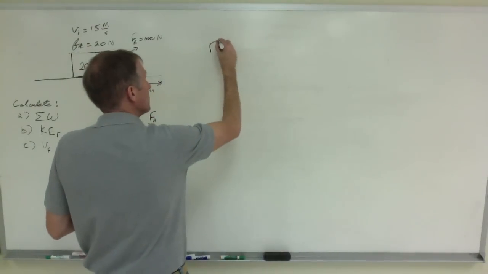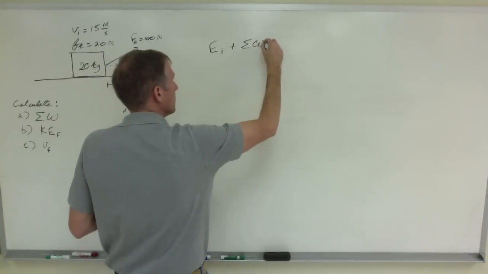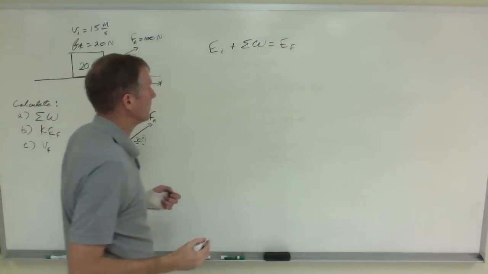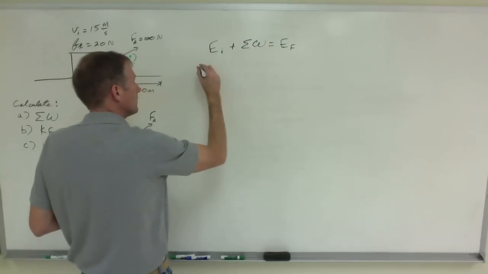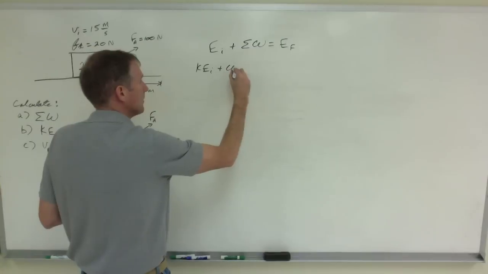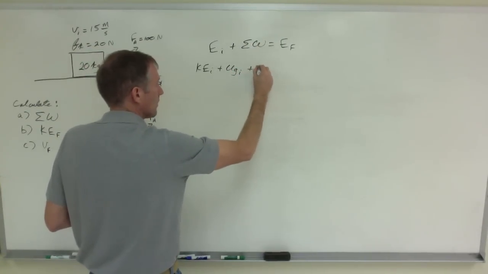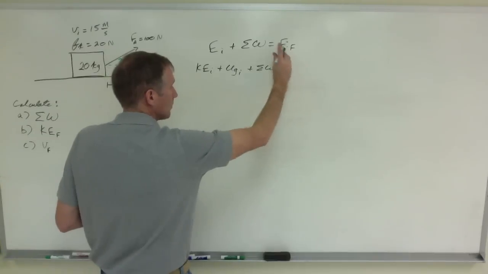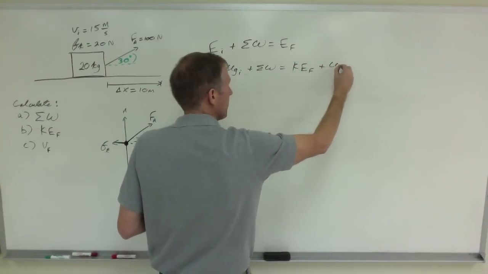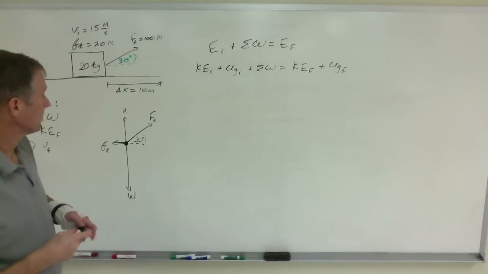You know that the initial energy plus the network equals the final energy. Initial energy is made up of kinetic and potential, plus the network, which we just calculated, equals the final energy, which is made up of the final kinetic plus the final potential. Well, what do we do with the potential energy terms?